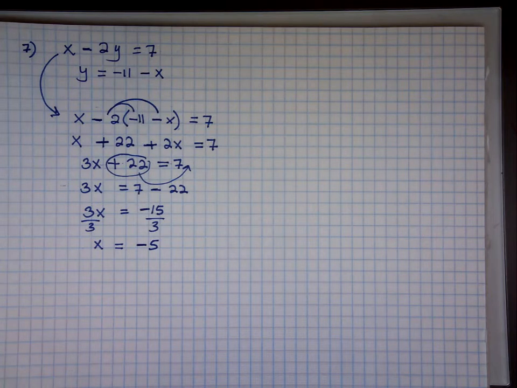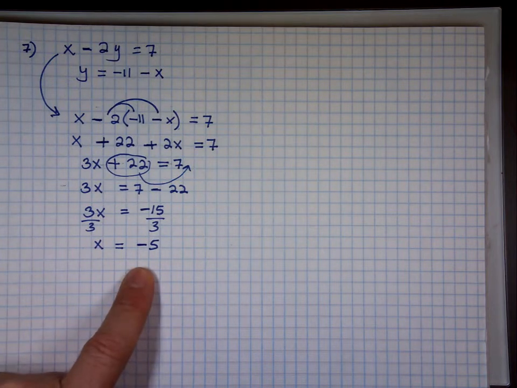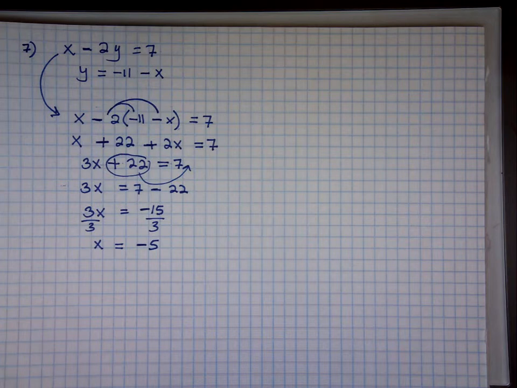Now again, you're trying to find a single point. That's not a point. To be a point, you need what? An x value and a y value. So we only have half of that. We have the x value. We don't know what the y value is.